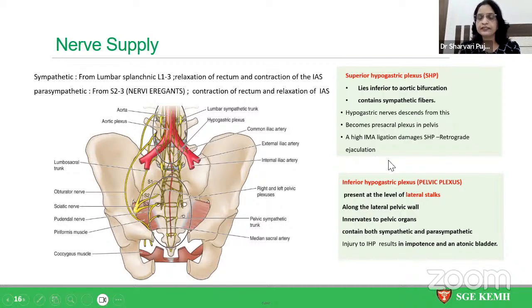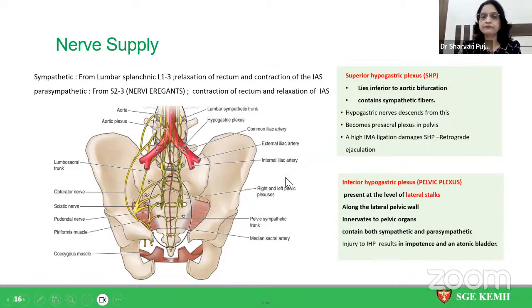Besides this, some important plexuses in this region are the superior hypogastric plexus and inferior hypogastric plexus. The superior hypogastric plexus arises near the aortic bifurcation and near the origin of the inferior mesenteric artery. It contains mainly sympathetic fibers. The lowermost extension of the superior hypogastric plexus descends as the hypogastric nerves, and then goes into the pelvis. So high IMA ligation, or ligation of the IMA flush to the aorta, can damage the superior hypogastric plexus.